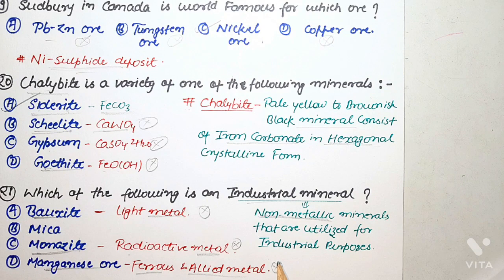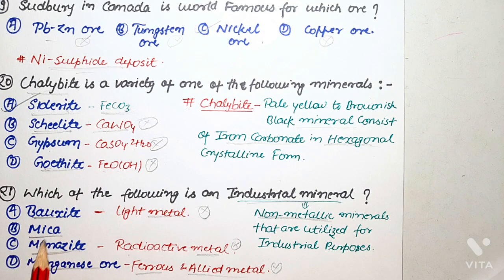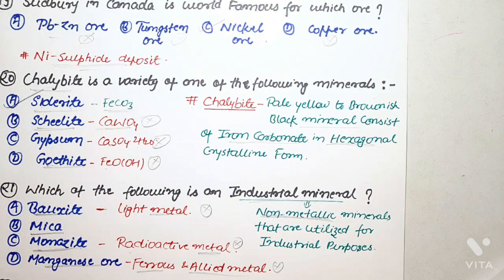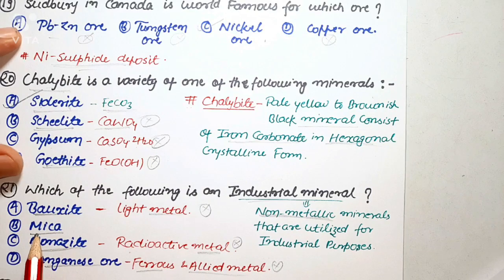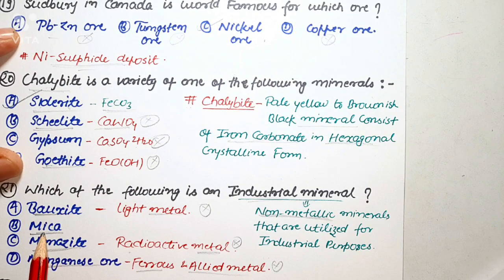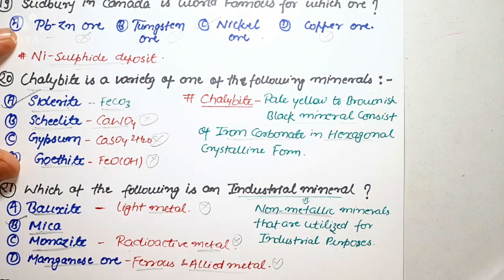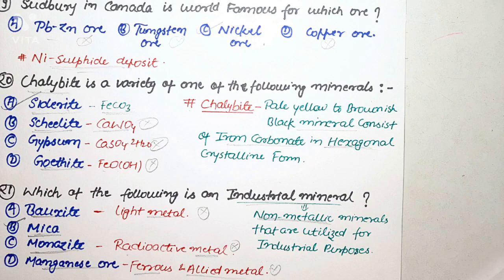So the only one, mica, is non-metallic and it is used in industries, basically in electrical industries. Okay, mica is used widely, so it is a non-metallic mineral and it is utilized for industrial purposes, so mica will be the correct answer. Other than mica, other minerals like asbestos, barite, talc, bentonite and vermiculite are also industrial minerals.